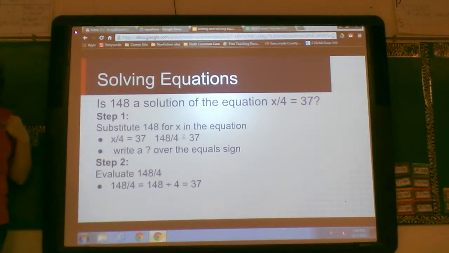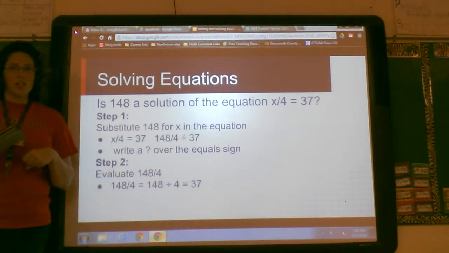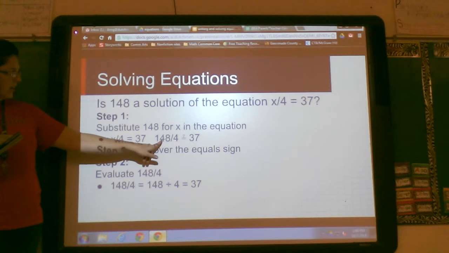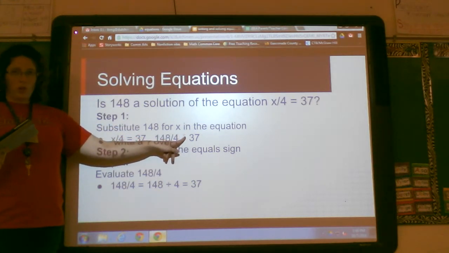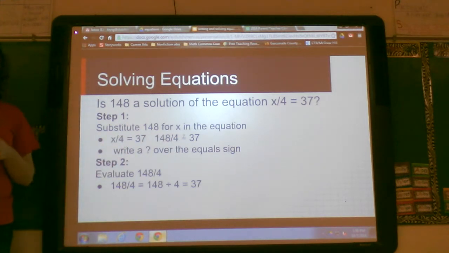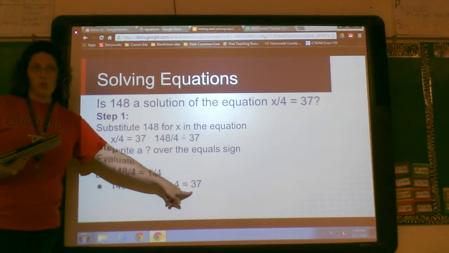Our first step is we need to substitute 148 in for x in our equation. Okay, so we've done that here. Now, if you notice, I now have an equal sign with a question mark over it. We need to write the question mark over the equal sign because we are asking ourselves, does 148 divided by 4 equal 37? So we have to determine whether or not that is true. So, step 2, we then have to evaluate. We're going to solve it. 148 divided by 4, so we wrote it out here, and it equals 37.